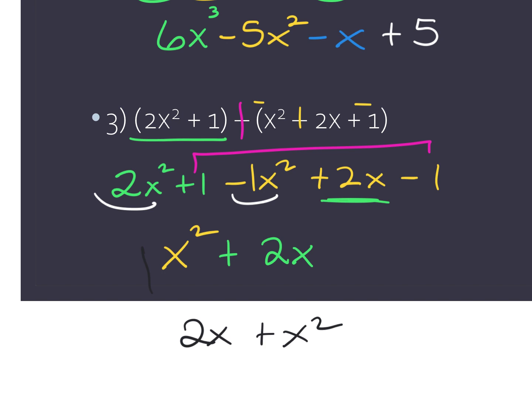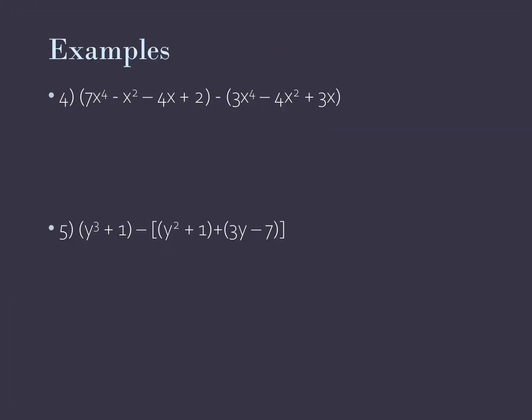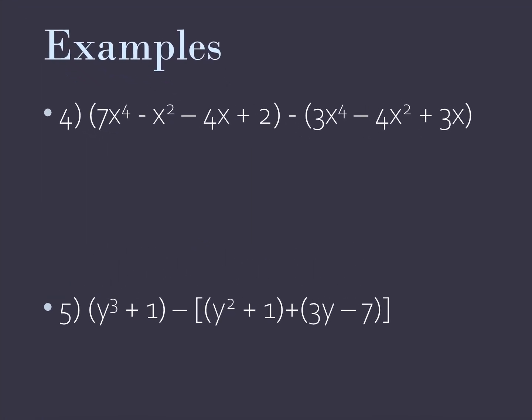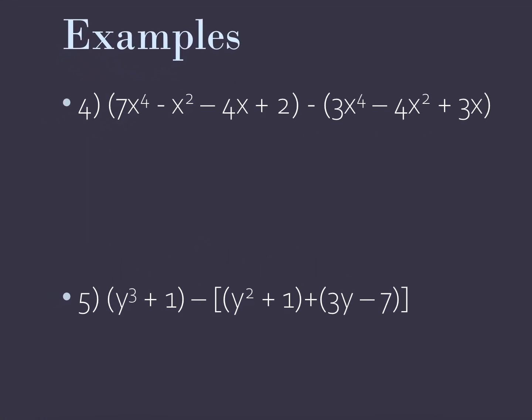Let's go on and do another example. All right, the next one's still subtraction. Notice I have a 4-term polynomial and it wants me to subtract a trinomial. So I'm going to do the same thing. I'm going to do my keep, change, flip trick.